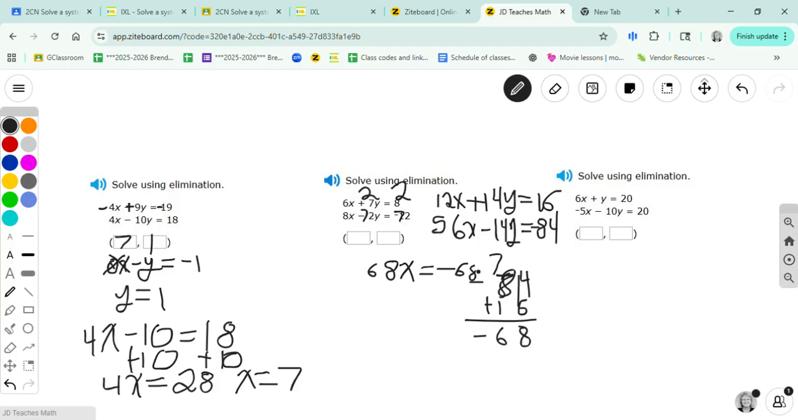Hey, would you look at that? We can divide both sides by 68 and get that x equals negative 1. So let's plug that into this equation over here. We have 6x.